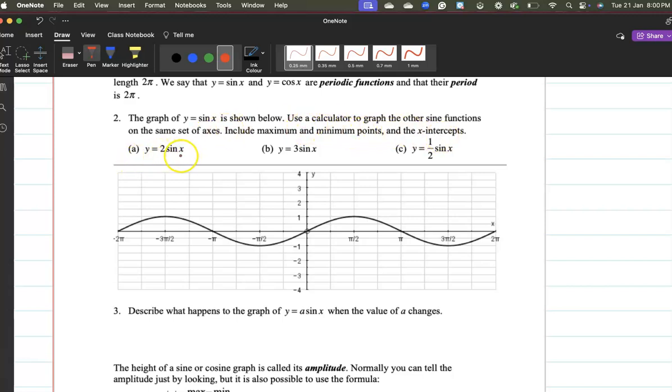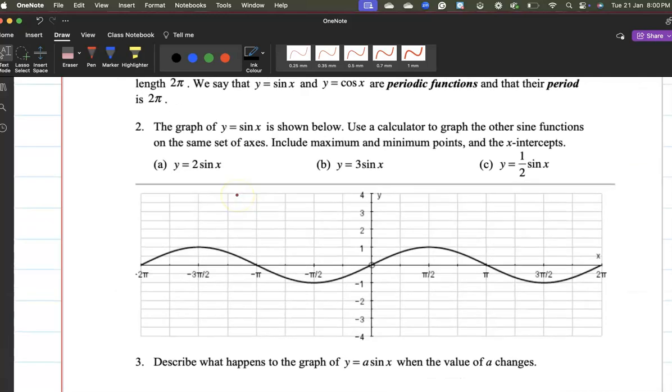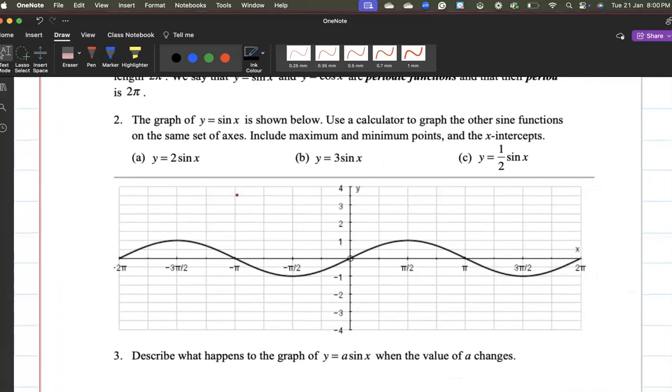So what is your 2 sin x? 2 sin x, you would affect the y values. Correct. So every y value times it by 2. Basically it's a vertical stretch. Vertical stretch by factor 2.